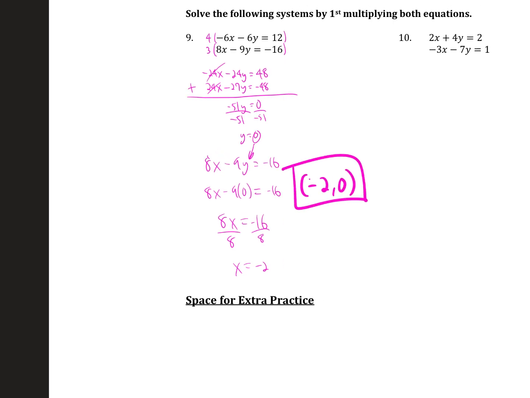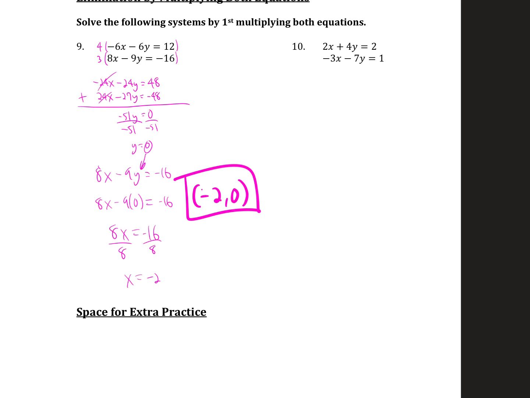All right, there we go. Why don't you guys try number 10? That'll be the last one we'll do today. See if we can figure it out.